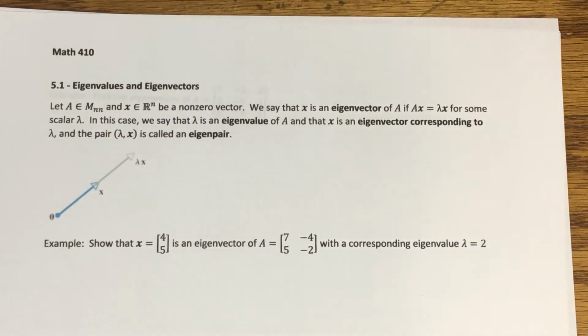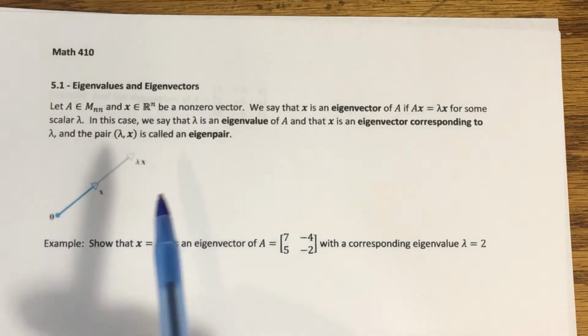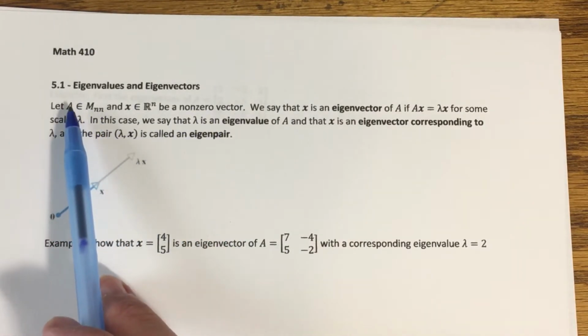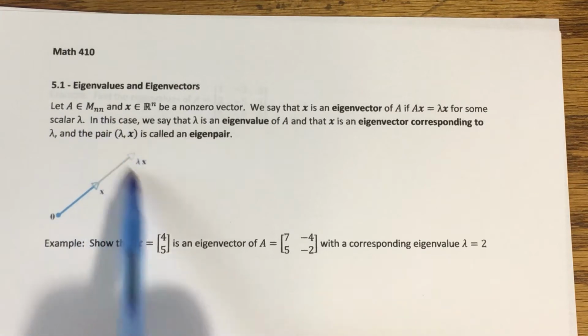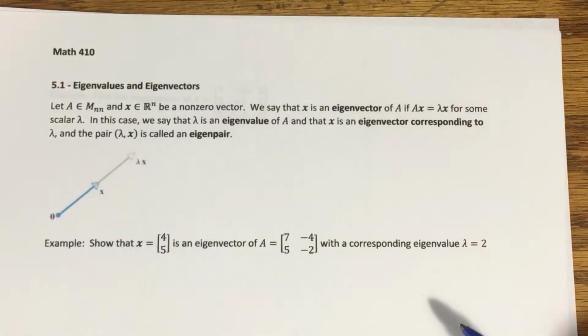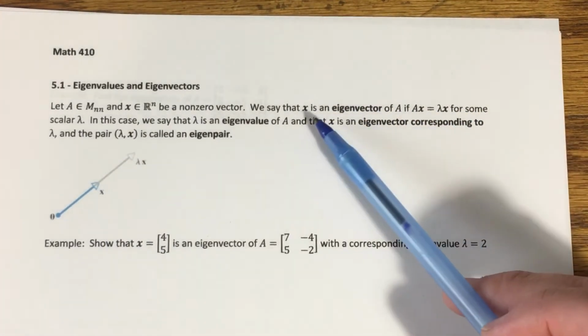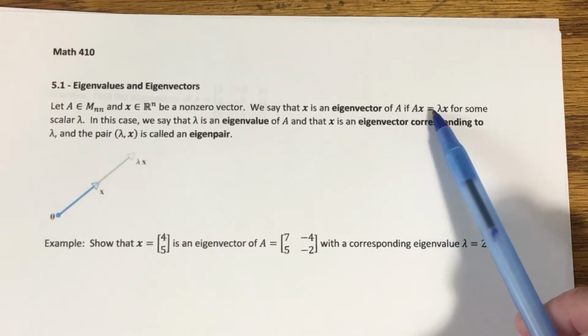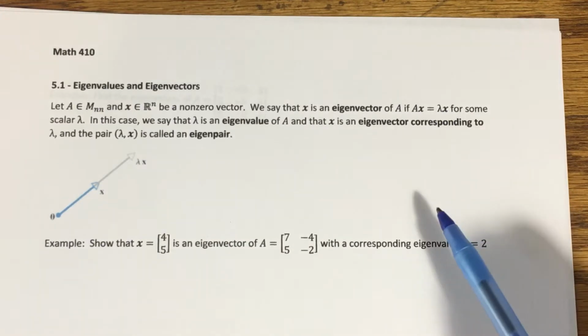So let's start with the definition of eigenvalue and eigenvector. If we have a square matrix, A is going to be an n by n matrix in this case, and X is going to be a vector in Rn, which we're going to be thinking of as a column vector typically. We say that X is an eigenvector of A if Ax is equal to lambda x for some scalar lambda.